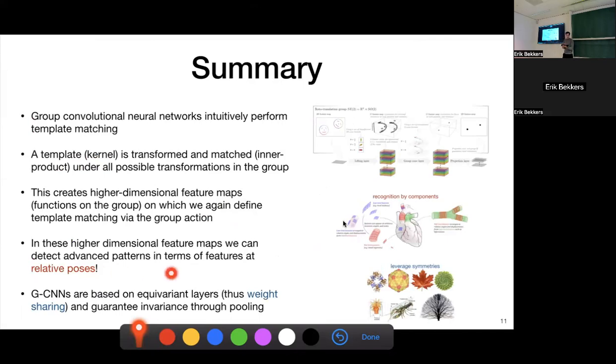And then in these higher dimensional feature maps, we can again start detecting patterns in terms of relative poses to each other, where a pose now also contains information on orientation. So we have this weight sharing going on because of this equivariance, and we can get invariance in the end through pooling. And this weight sharing through equivariance is essential in order to be efficient in your representation learning, because you only need to learn one core representation, and this is a match for all symmetries in your data.